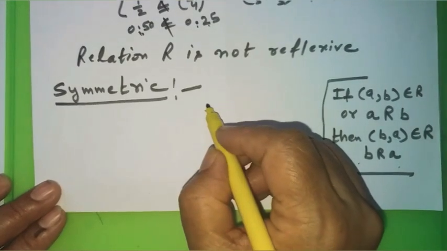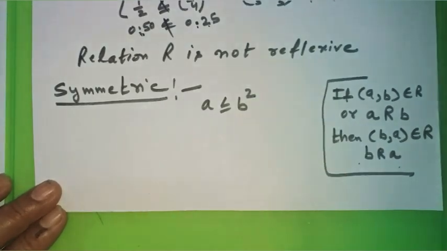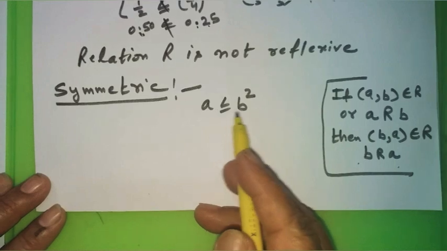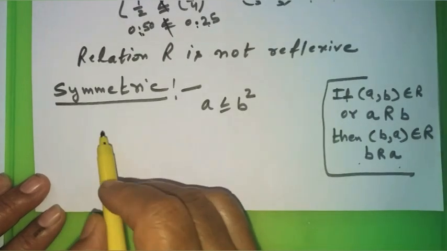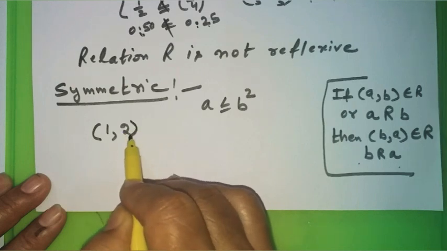So, here the relation is a is less than or equal to b squared. So, you take any ordered pair which satisfies this property and the elements should be real numbers. Let me take 1, 2.